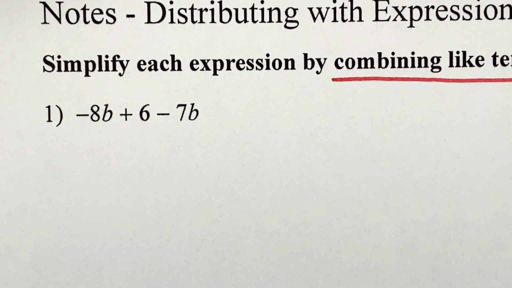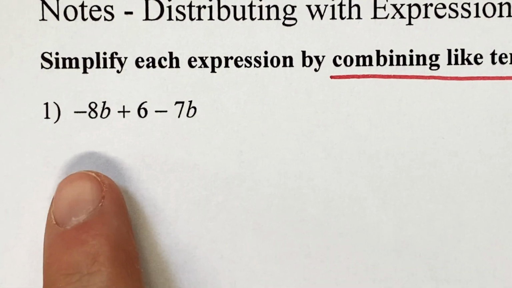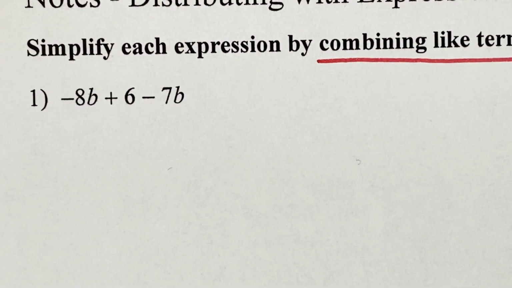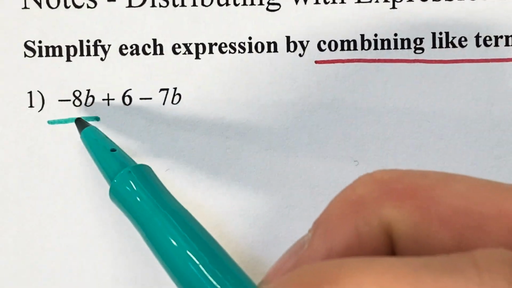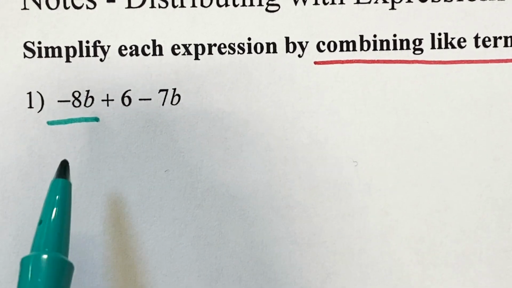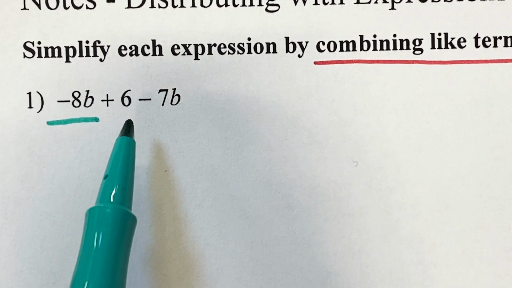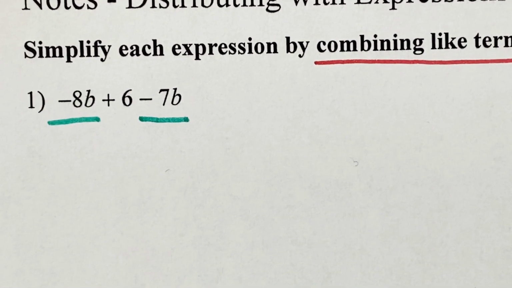Beautiful. So let's zoom back in, look at number 1. We are going to simplify this expression by combining like terms. If you don't know where to start, always just look at your first term. In this one, my first term is negative 8b. I noticed that my negative 8 has a b attached to it, so look for another term with a b attached. 6 doesn't have a b, but ding, ding, ding, negative 7 has a b. So negative 7b and negative 8b are both like terms.